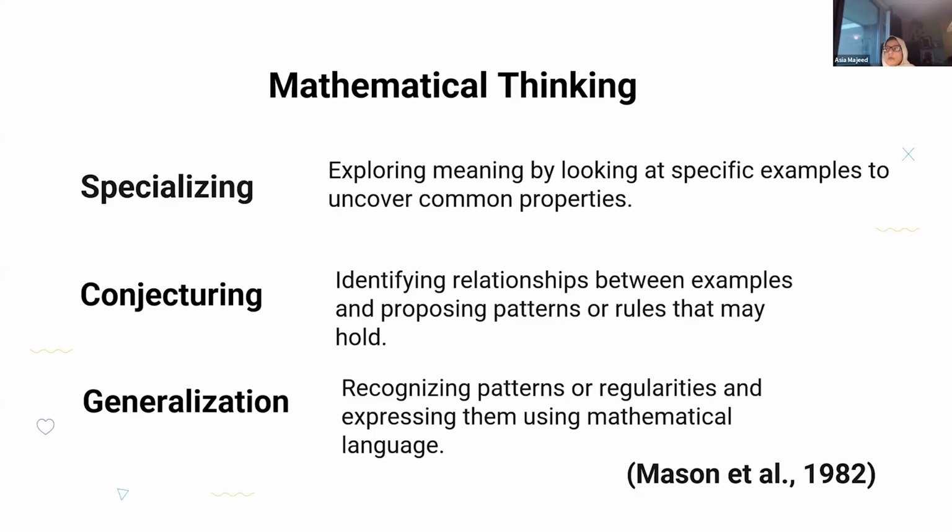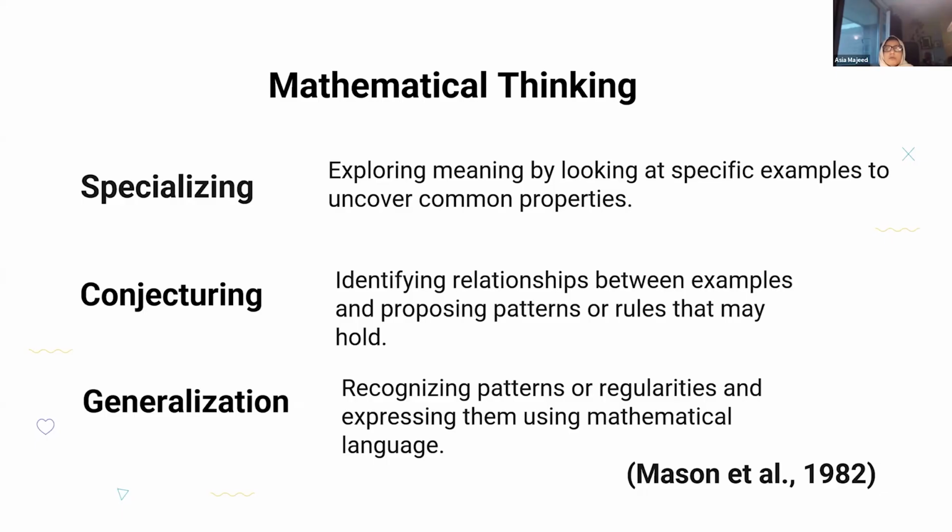So we use mathematical thinking as a framework for this study, by Mason. It describes 3 fundamental processes that define mathematical thinking: specializing, conjecturing, and generalizing. Specializing means exploring meaning by looking at specific examples to uncover patterns or properties. For instance, students might adjust a parameter or test individual values in MapleLearn to see how outcomes change. This step helps ground abstract ideas in concrete experience.